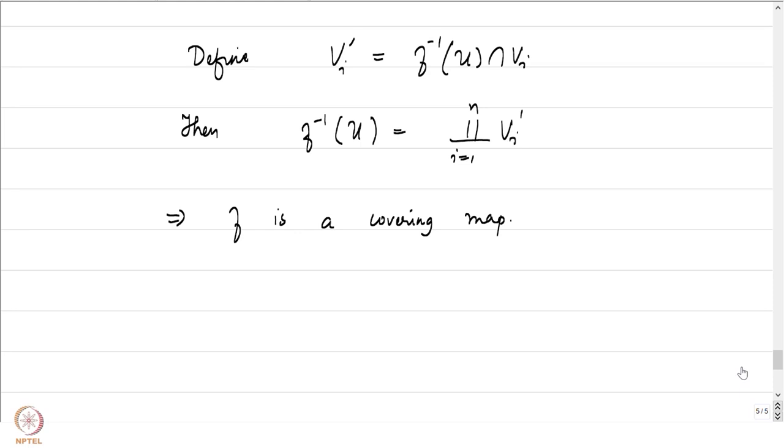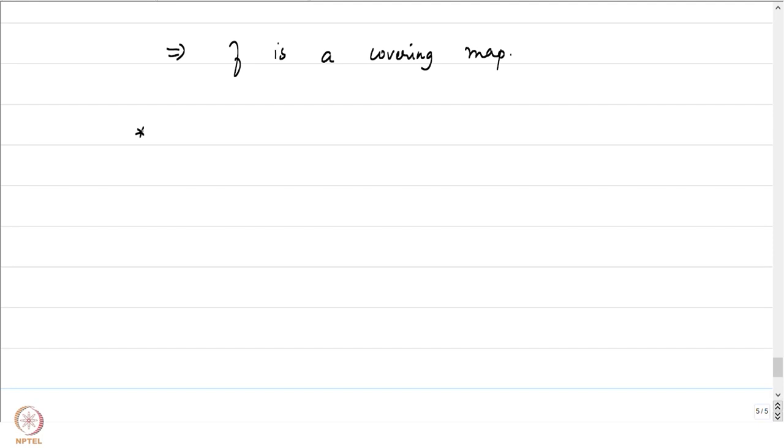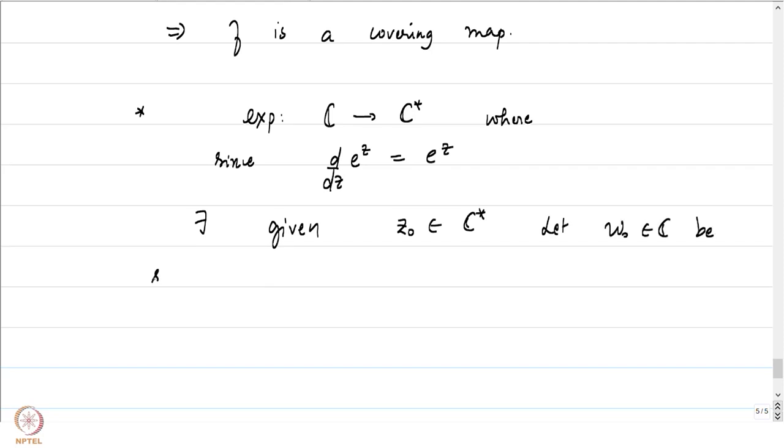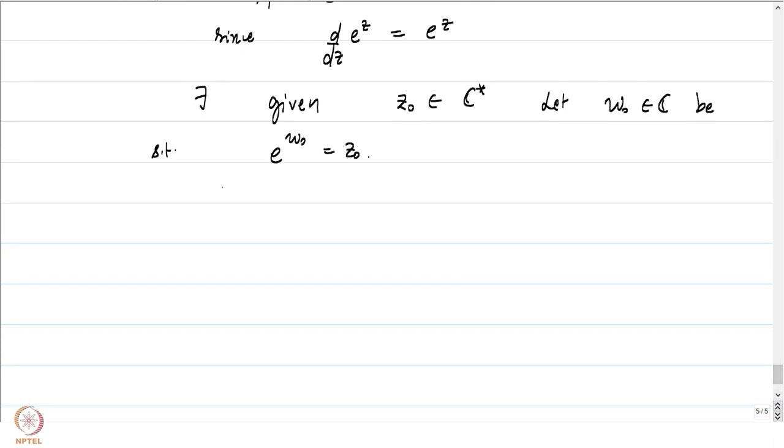Let's next look at another example which we are quite familiar with, that of the exponential map. Consider the exponential map which is from C to C star, where the evenly covered neighborhoods are to be picked a bit carefully. We don't really have to do much effort to pick the evenly covered neighborhood here. The only thing to note is that since d by dz of e to the power z is equal to e to the power z, given any point z0 in C star, let w0 in C be such that e to the power w0 is equal to z0, and by the inverse function theorem we can get hold of U and V.